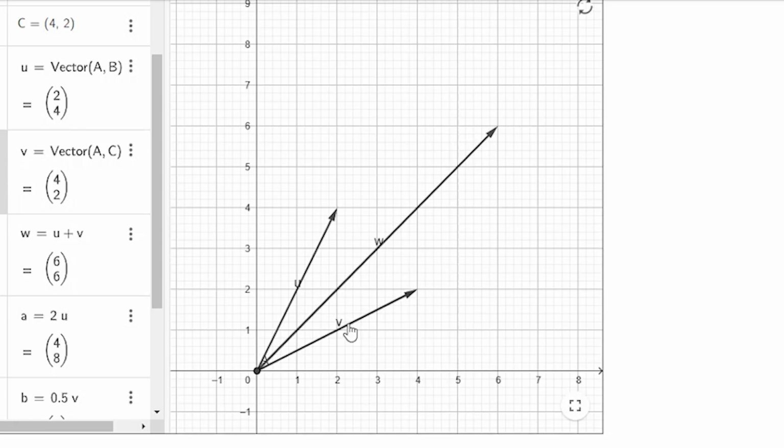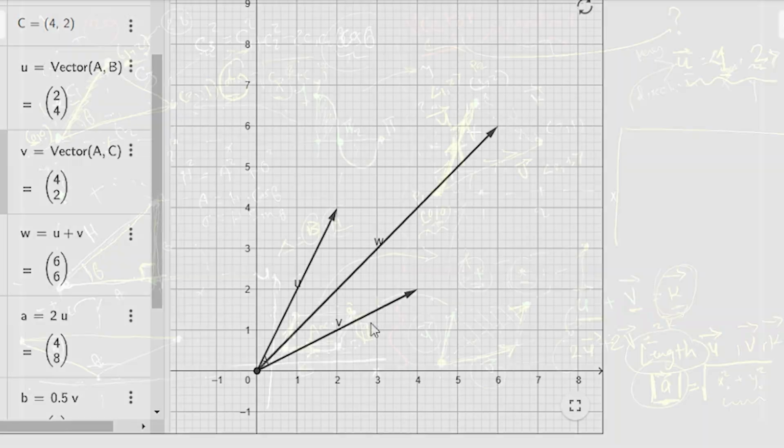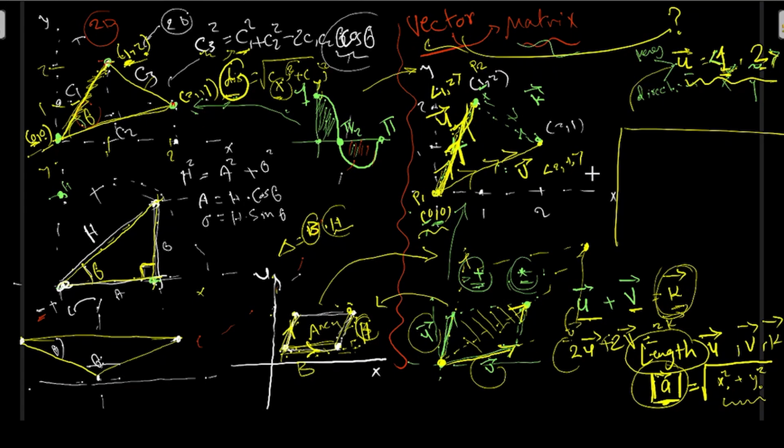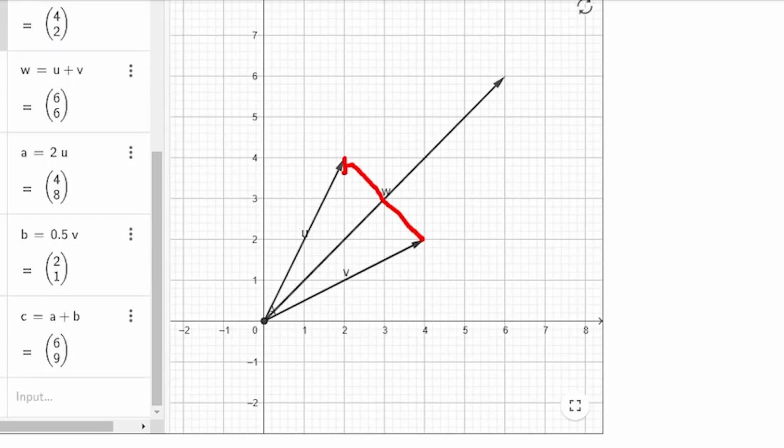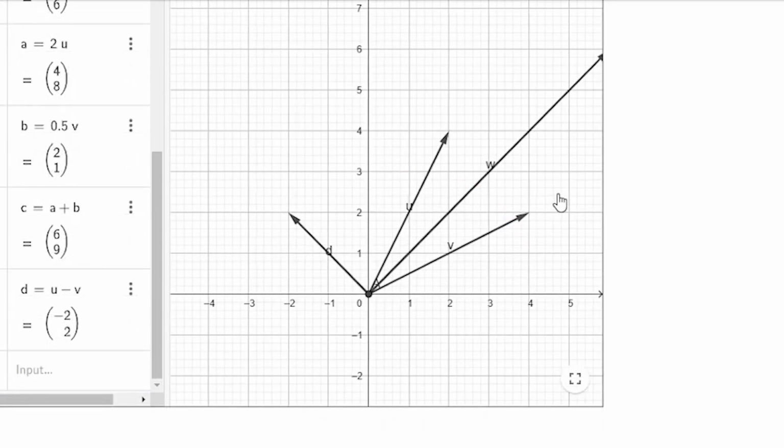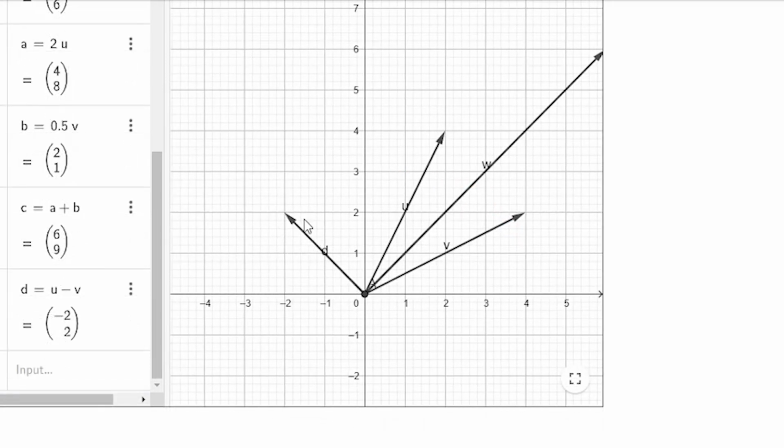How about if I would like to subtract? What is the vector u minus v? U minus v or v minus u, is it going to be different? Well, yes, it is going to be different, because this direction here represents u minus v. But if I draw the vector in this direction, it's going to be v minus u. See the directionality. So when we come back to our example, if I say u minus v, this direction is going to have a negative x and a positive value for y. What we got here, as we expected, is minus 2 and 2.